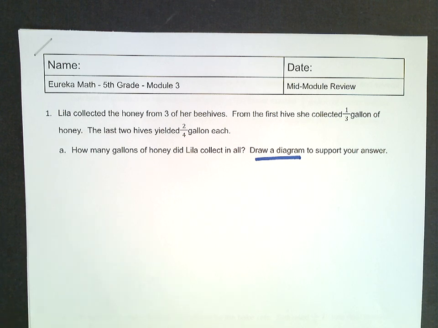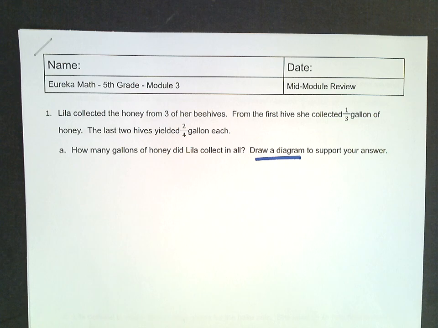So if we look at the first problem, it says Lila collected honey from 3 of her beehives. From the first hive, she collected 1/3 gallon of honey. The last 2 hives, she yielded 2/4 gallons each. So each one. How many gallons of honey did she collect in all? Draw a tape diagram to support your answer.